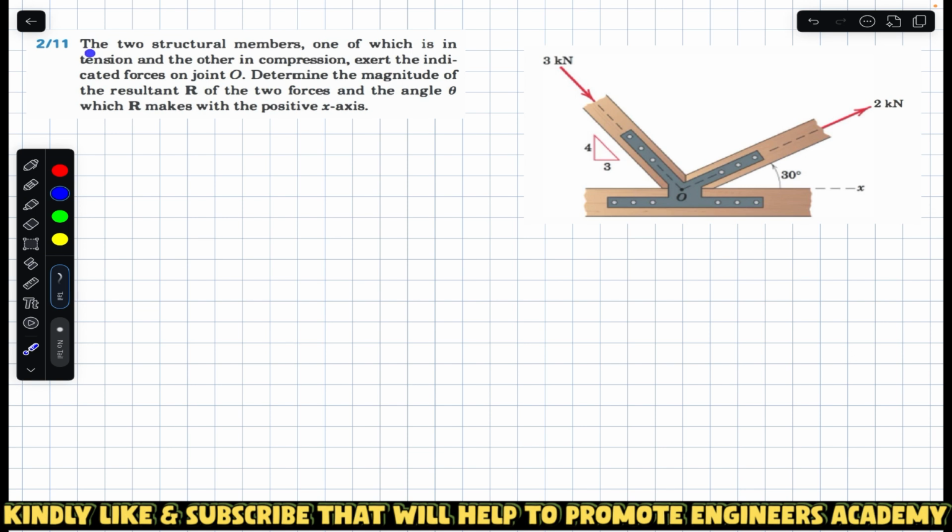Now we are going to solve this problem which says that the two structural members, one of which is in tension and the other is in compression, exert the indicated force on joint O. Determine the magnitude of the resultant R of the two forces and the angle theta which R makes with the positive x-axis.